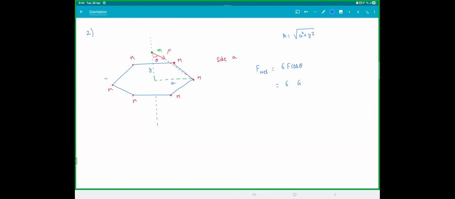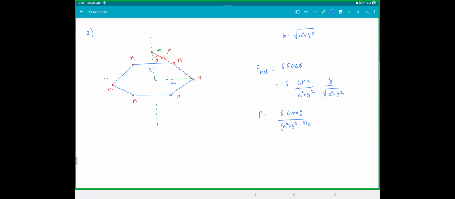F will be G, capital M, small m by, I'm just taking the magnitude, negative indicates attraction, r square, which is a square plus y square, and cos theta is nothing but y by root over a square plus y square. So the force will be 6 G M m y by a square plus y square whole power 3 by 2.